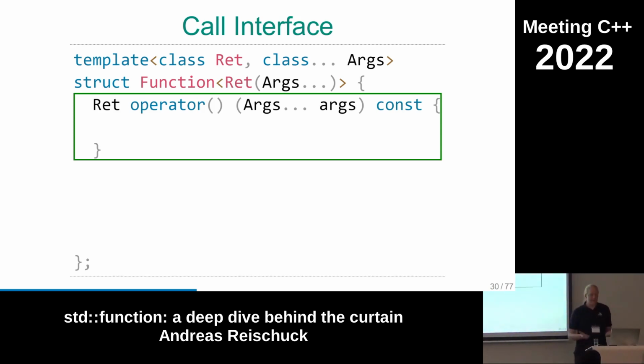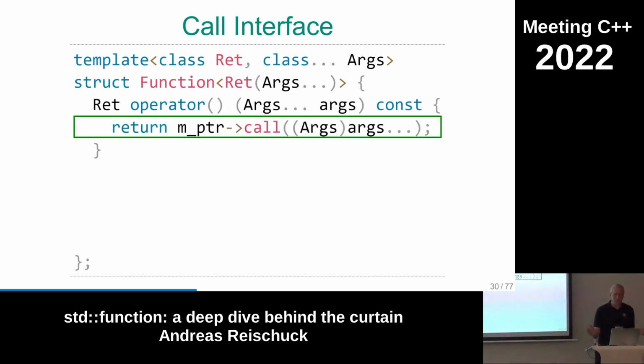And what's the implementation now? We don't know, but we have the call operator at least. And actually, we cannot know. How would we implement that? We can only implement that through some other mechanism. So let's pretend we have somehow stored a pointer, and then we can call a method on that, and just forward all the arguments, and the return type is returned from our call operator.